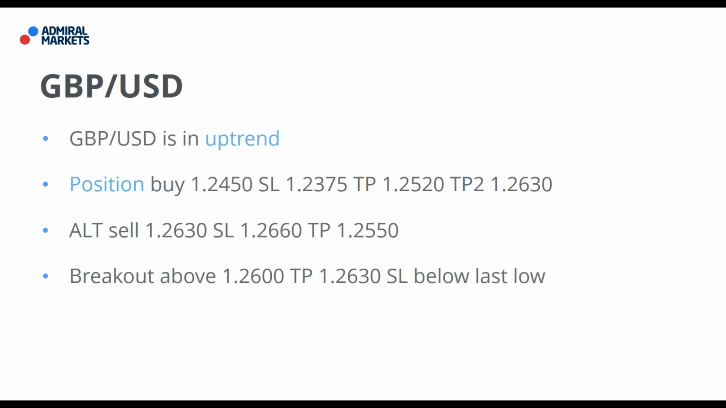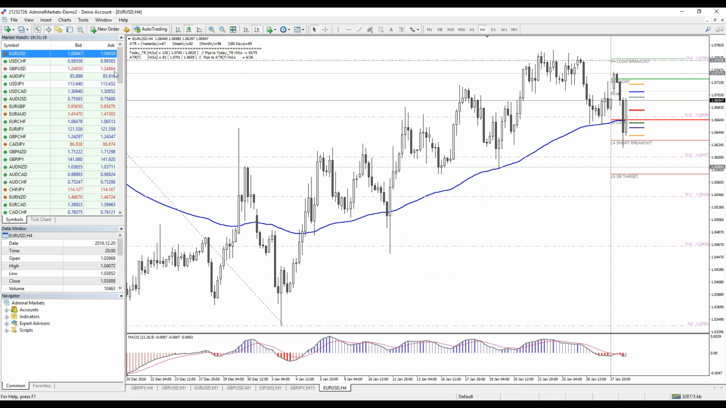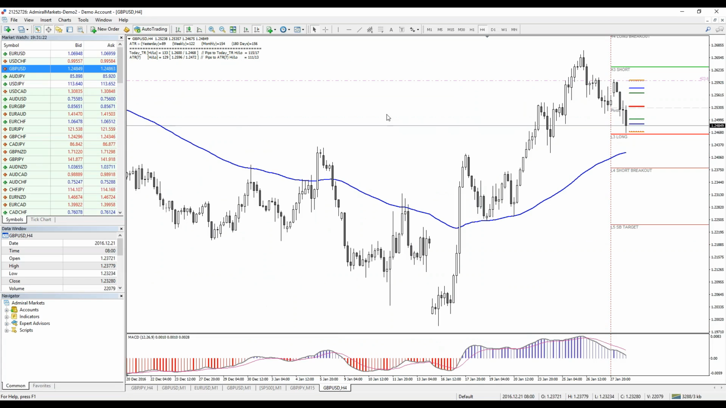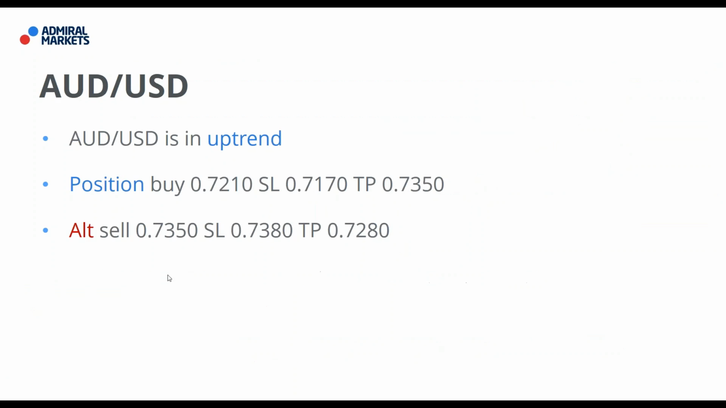So pound dollar, I mean, everything is clear in the analysis. Nothing has changed. This is the POC zone. So let's see what will happen. Next is Australia dollar. Be very careful because of the news, Chinese news during the night.